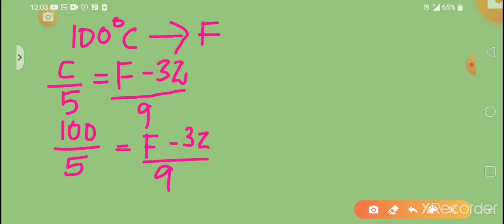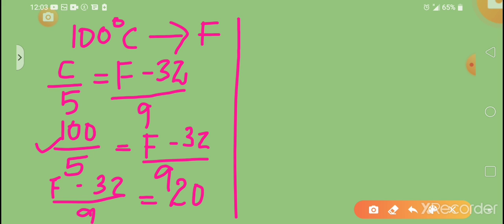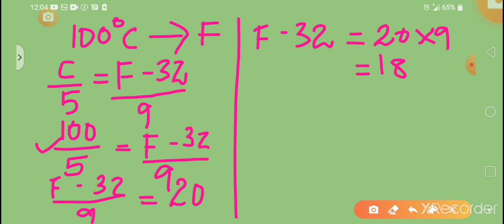Okay, so F minus 32 by 9, 100 divided by 5 means what? 20. So we can write like this: F minus 32 by 9 is equal to 20. Okay, so F minus 32 we can keep on this side. F minus 32 is equal to, this 9 we can take to this side, so 20 into 9, that is 180.